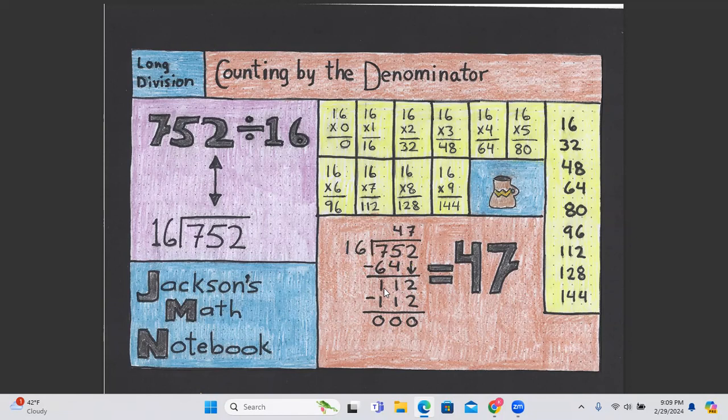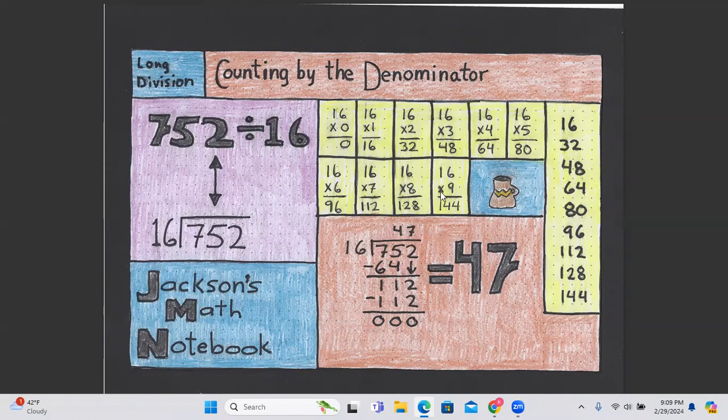However, 16 cannot go into 11, so we have to bring down the 2 to make it a 112. And let's see how many times 16 can go into 112. And guess what? It's right here. We hit it on the head. And let's see what position the 112 is in. 1, 2, 3, 4, 5, 6, 7. It's in the seventh position, which lets us know that 16 times 7 will give us 112, and 112 minus 112 will give us a 0 remainder. There's no remainder here. It is only the answer, 47.